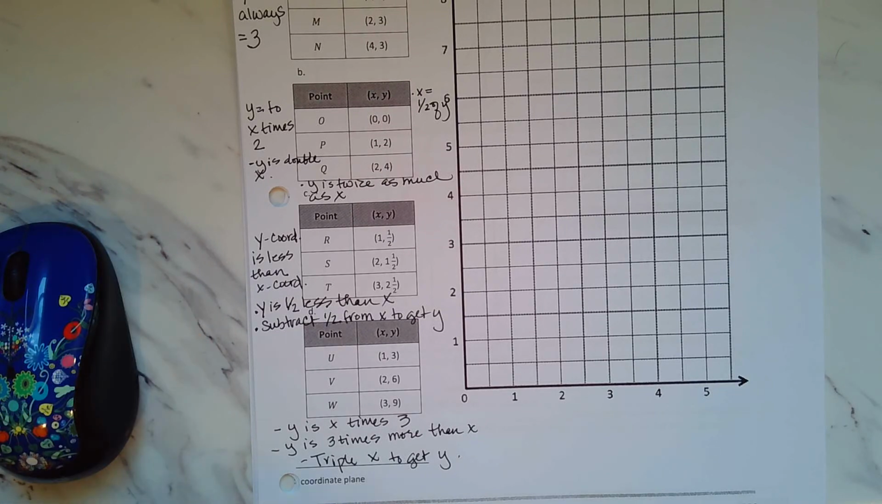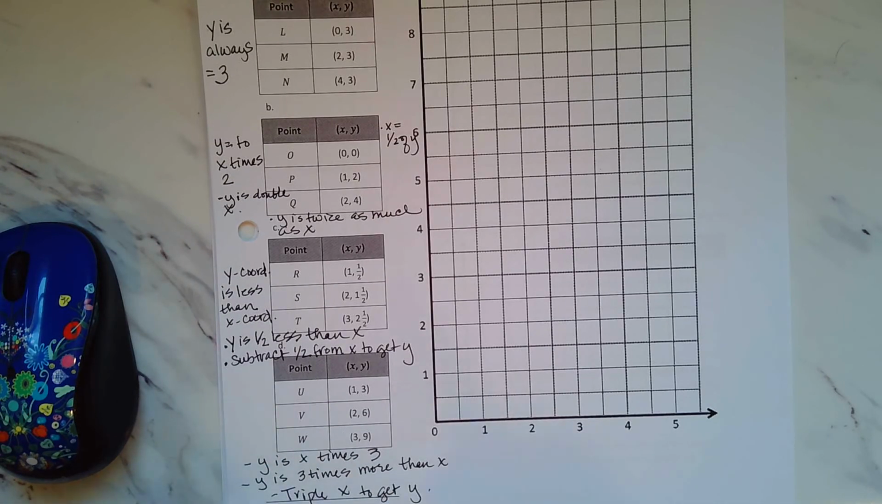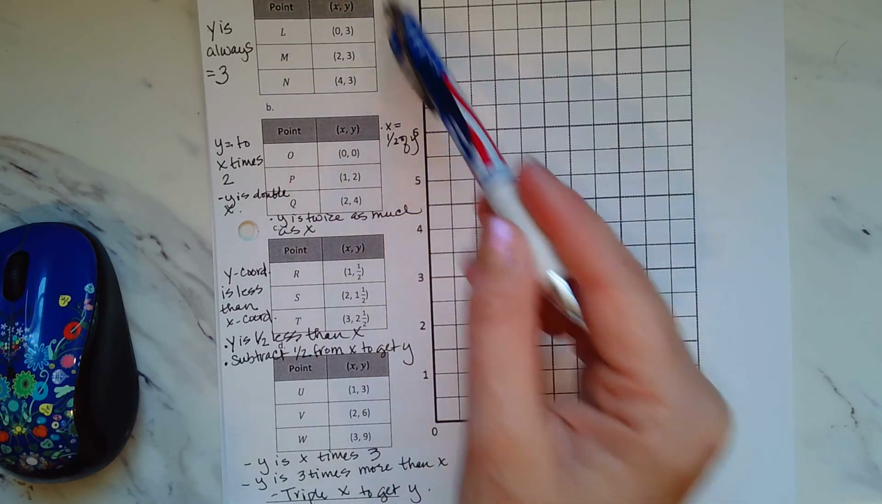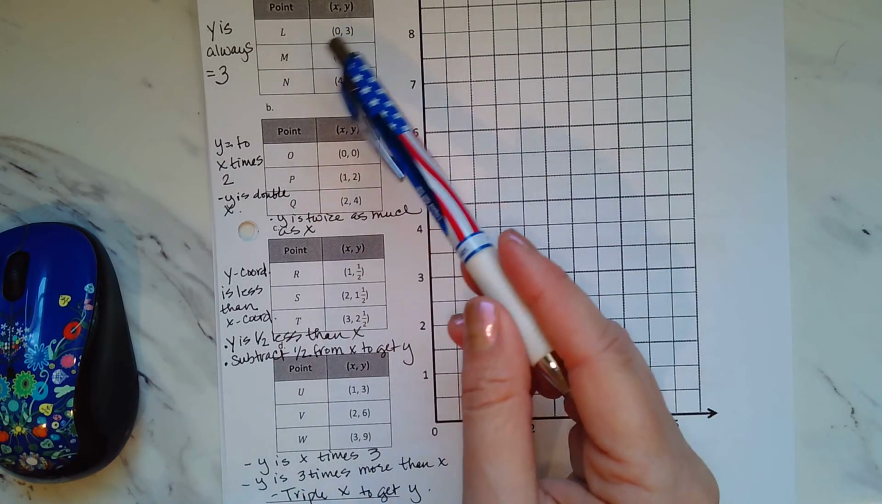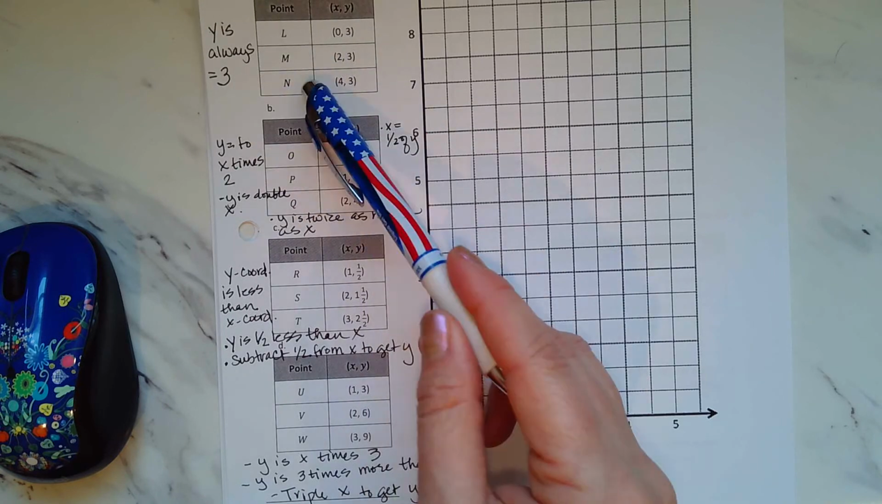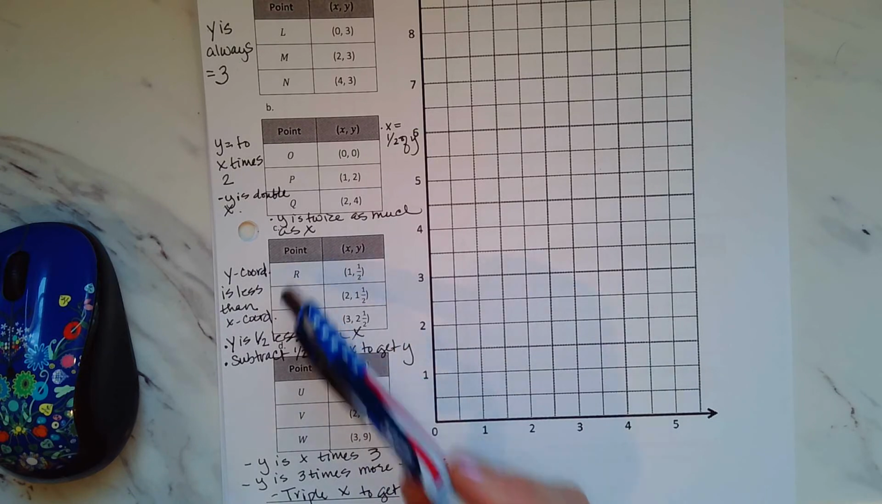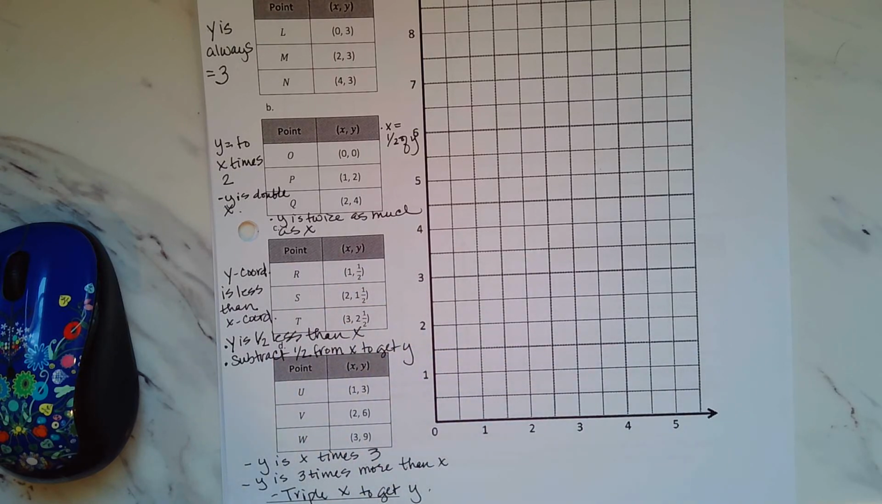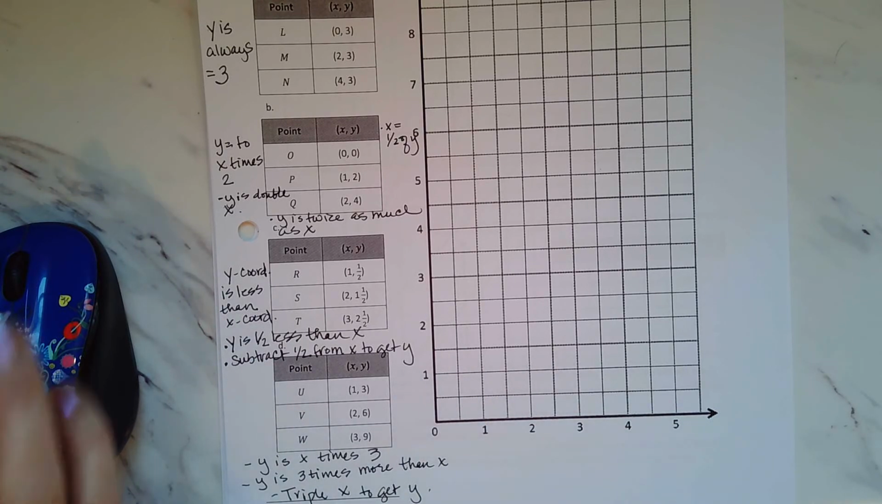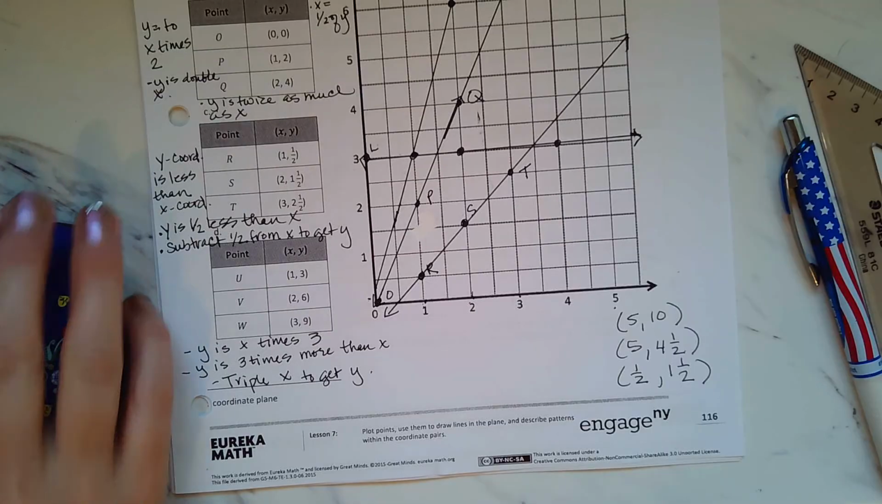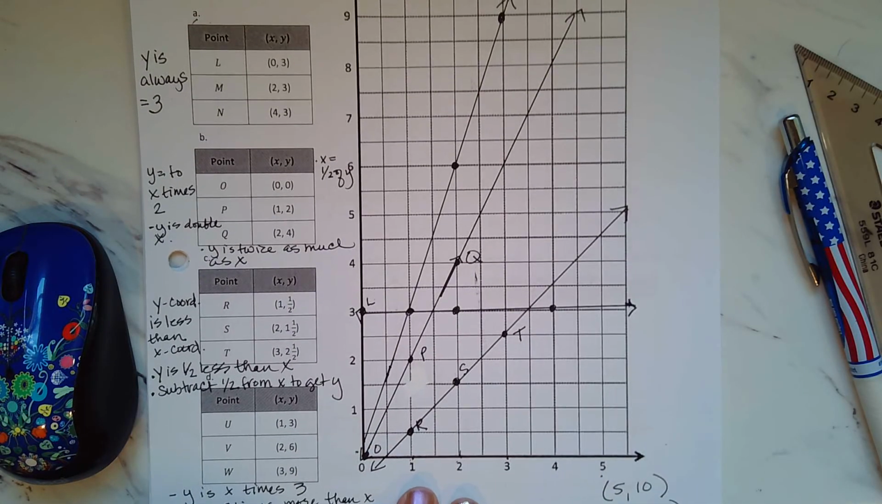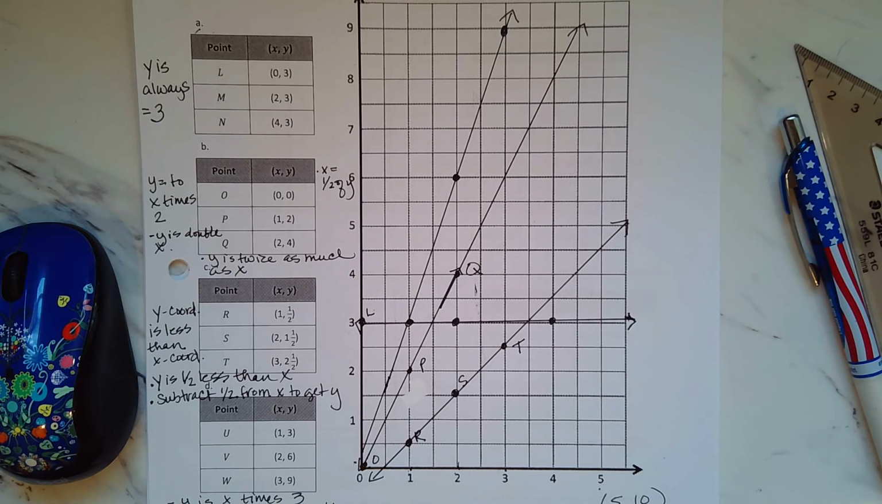All right. The last thing you're going to do here, you are going to plot the points for this group of coordinate pairs, this group, this group, this group, and this group. And then draw a line to connect the 3 points. Go ahead and go. Okay, so does your coordinate plane look like this? Were you able to label your points and connect them?